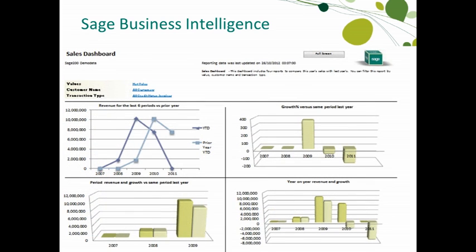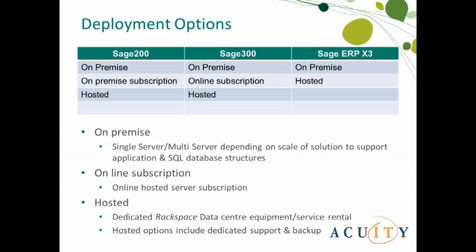And then finally here we've got a little sales dashboard. So again, just an example of the types of charts that can be presented using the Excel output that the business intelligence applications enable you to have. So here we've got a sales dashboard showing us our revenue for the last 6 periods, our growth in percentage terms versus the same period last year, year-on-year revenue and growth, and period revenue and growth. So you can see that in a very easy to understand visual format.